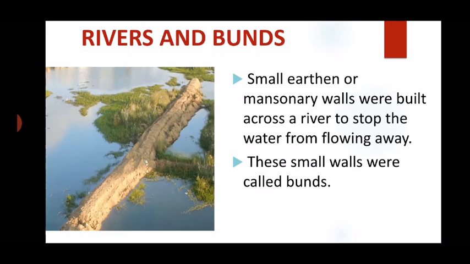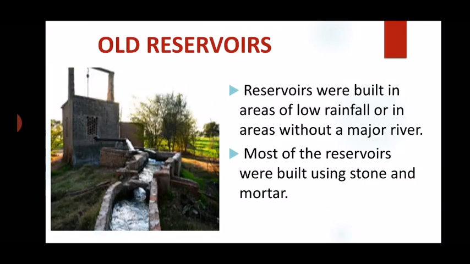Rivers and bunds. Small earthen or masonry walls were built across a river to stop the water from flowing away. These small walls were called bunds. Old reservoirs. Reservoirs were built in areas of low rainfall or in areas without a major river. Most of the reservoirs were built using stone and mortar.